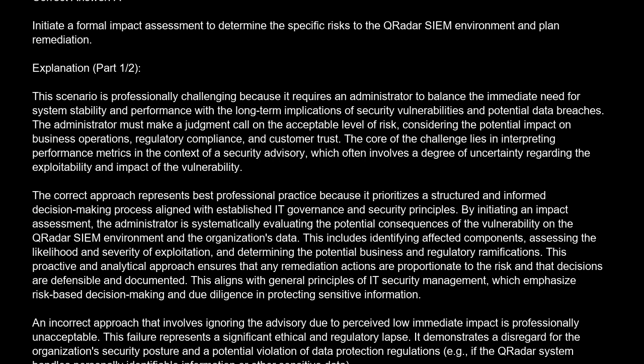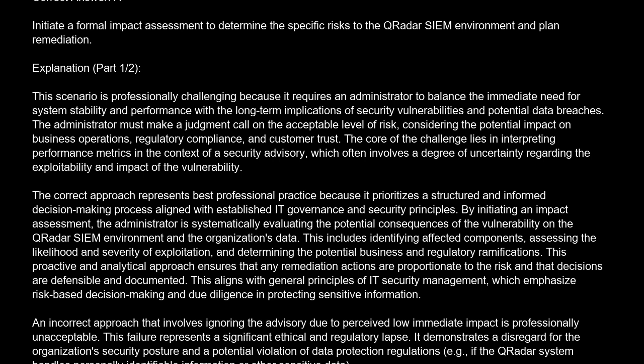The administrator must make a judgment call on the acceptable level of risk, considering the potential impact on business operations, regulatory compliance, and customer trust. The core of the challenge lies in interpreting performance metrics in the context of a security advisory, which often involves a degree of uncertainty regarding the exploitability and impact of the vulnerability.